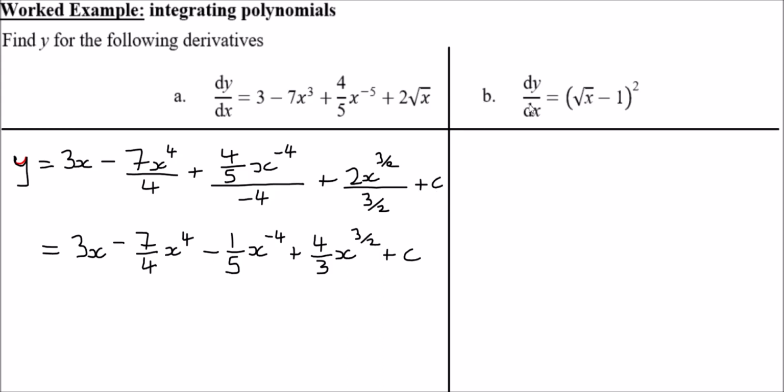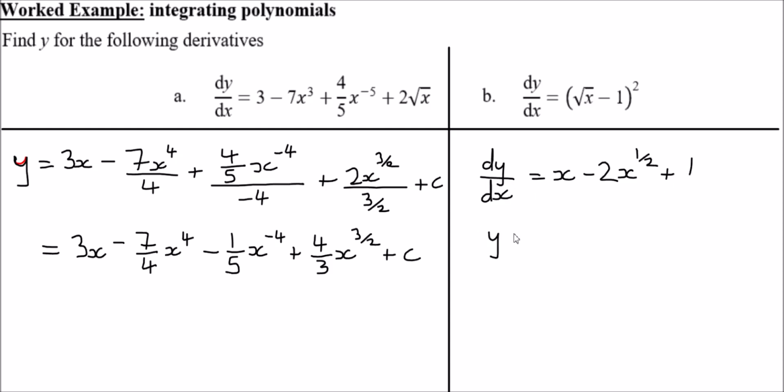Finally, part B. What I'd suggest we do here is to expand this out so we can treat it term by term afterwards. So we square the first term, square root of x squared, just gives us back the x. Double the product, square root of x multiplied by minus 1 is minus root x, double that gives us minus 2 lots of root x. Remember, root x is x to the half. Then minus 1 times minus 1 gives us plus 1.